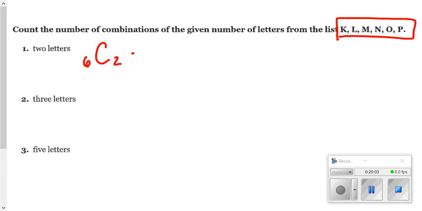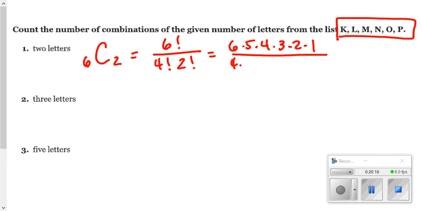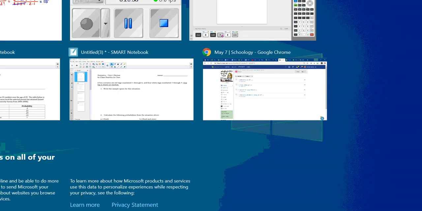Sorry, I'm very tongue-tied. Okay, so that's going to be 6 factorial over 4 factorial times 2 factorial. If I were doing this by hand, I would write it out, and this is going to be kind of nice because a lot of stuff cancels right there. And then I have 30 over 2, which is 15. So you can see that math isn't all that bad when the numbers are small. When the numbers are big, I definitely do want to make use of my calculator.